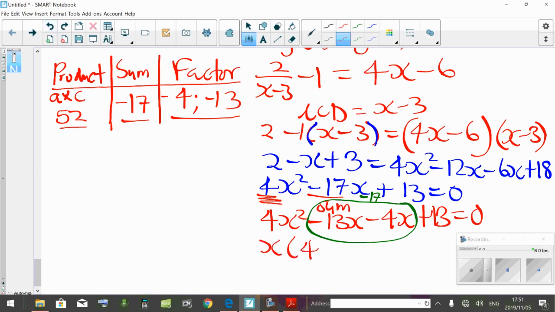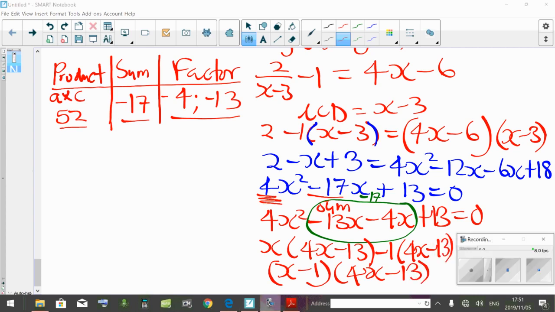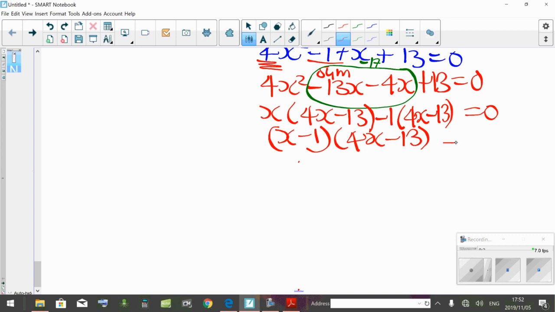Factor out x, I have 4x minus 13, and I factor out negative 1 here. I have 4x minus 13, and I end up with x minus 1. Sorry, I forgot equals to 0 here. And into 4x minus 13, which is equal to 0. Now this gives me two values, x is equal to 1 and x is equal to 13 over 4.